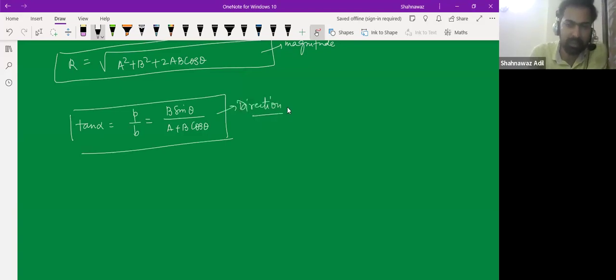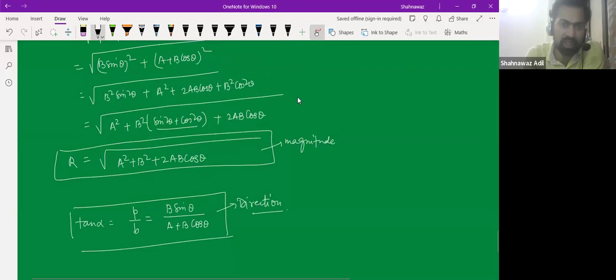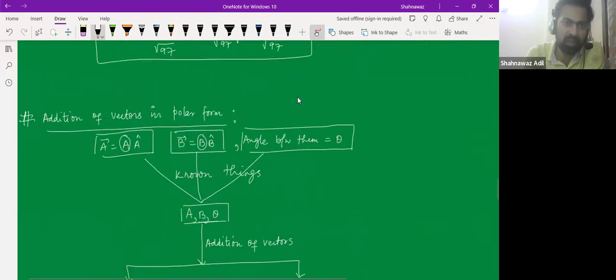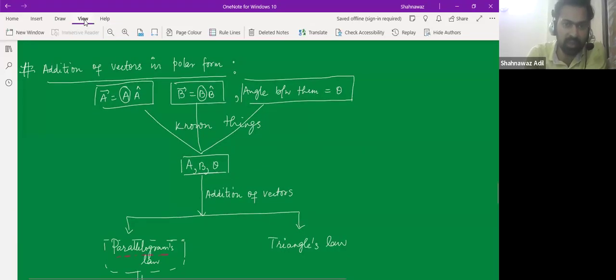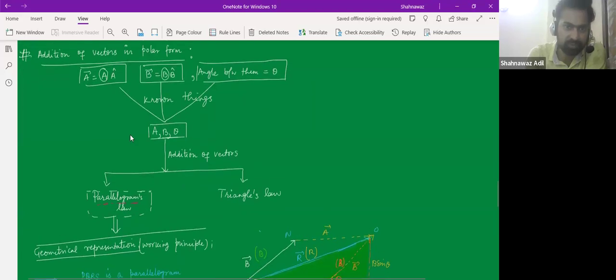Is it clear? Yes, sir. So this is how you calculate magnitude and direction using two vectors, right? So please note down from here. And then we will understand this concept using questions. So we will do some problems and then this thing would be clear. Please note it down.